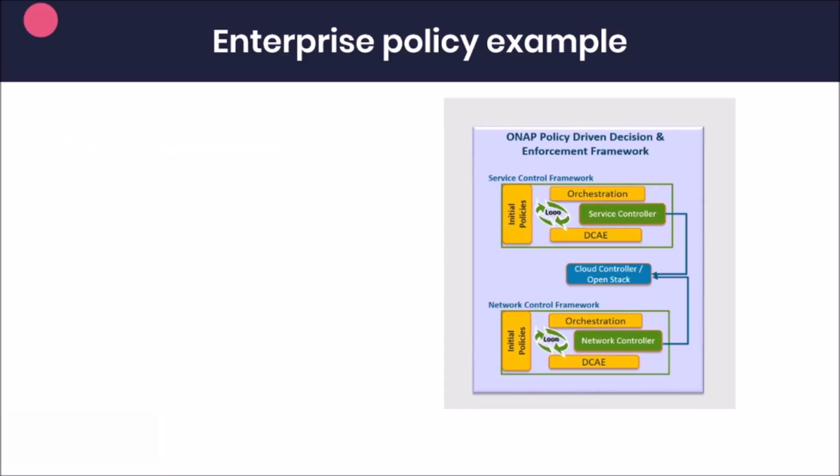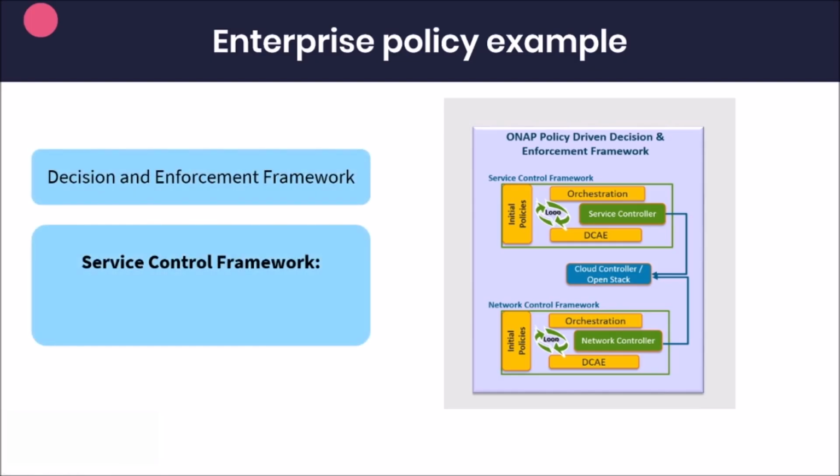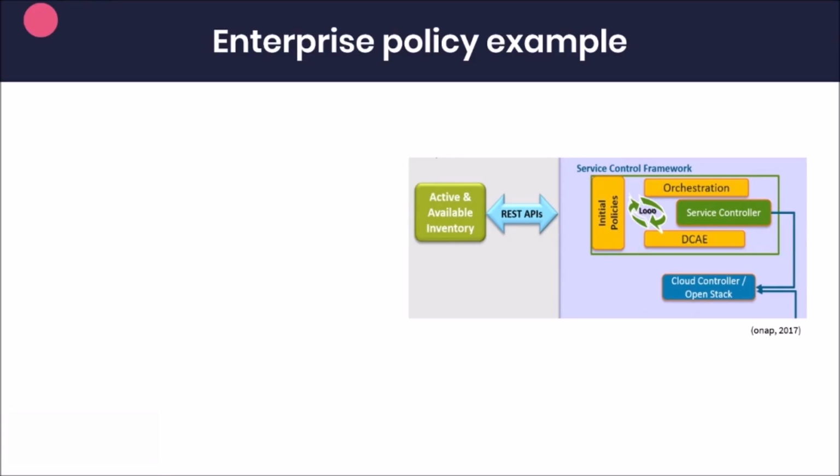Now let's look at the decision and enforcement framework. This consists of the service control framework, which shows how policies are enforced within the network. The service controller, a dedicated controller used for enforcing policy when a new inquiry arises. And the DCAE, that stands for Data Collection, Analytics, and Events. Now, these are generated from the policy framework and sent to the service controller via REST APIs, where the cloud controller or OpenStack is stored in the cloud for easy accessibility.